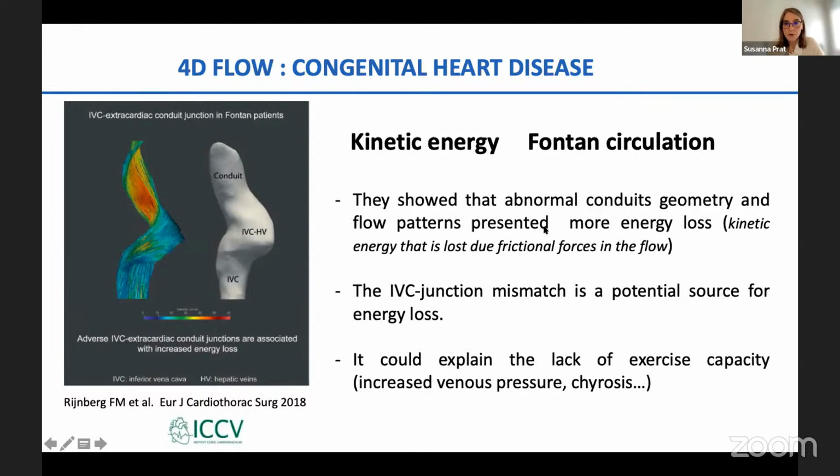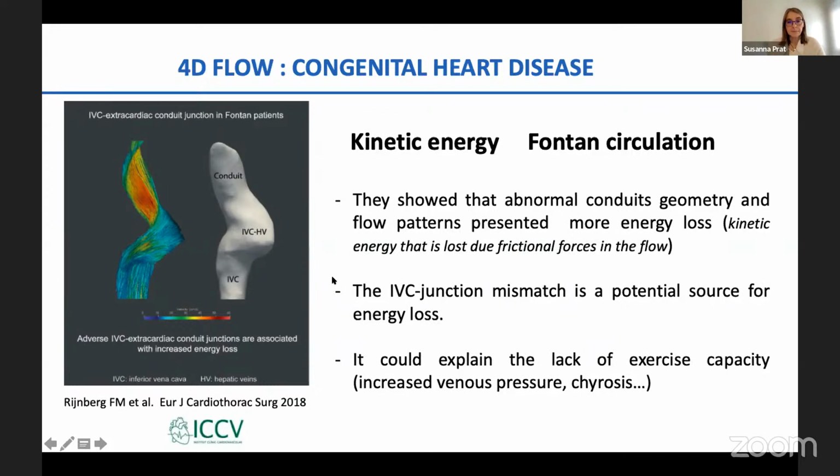The energy loss is the kinetic energy that is lost due to frictional forces in the flow. It means usually you have the conduit and the inferior vena cava junction, and they showed that some patients have more energy loss here, which we can see in red. And they concluded that the IVC junction mismatch is a potential source for energy loss at this level. Depending on the geometry, this can be higher or not.